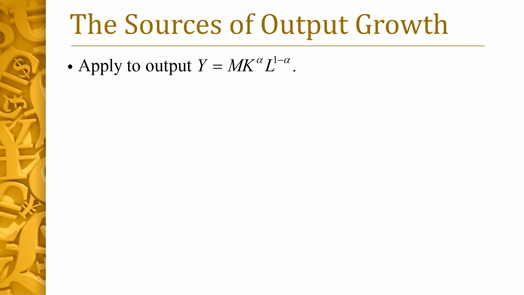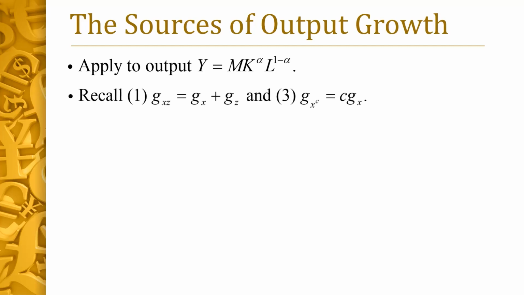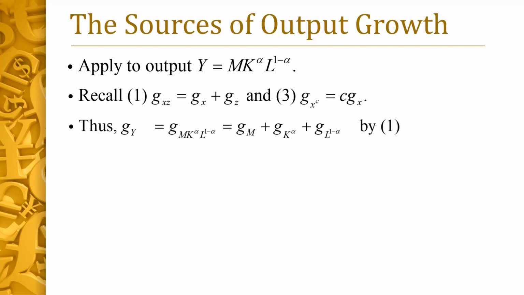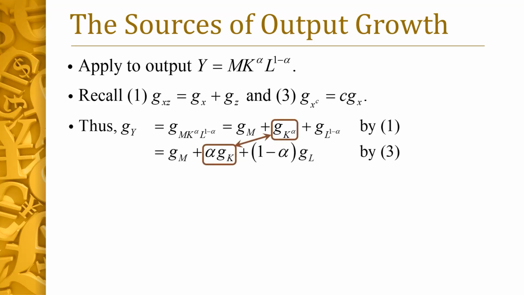We first use these tools to study the sources of real output growth. Rules 1 and 3 from the prior slide are reproduced here for convenience. By Rule 1, the growth rate of a product is the sum of the growth rates. Thus, the growth rate of y is the sum of the growth rates of m, k to the alpha, and l to the 1 minus alpha. Next, by Rule 3, the growth rate of k to the alpha is alpha times the growth rate of k. Likewise, the growth rate of l to the 1 minus alpha is just 1 minus alpha times the growth rate of l.